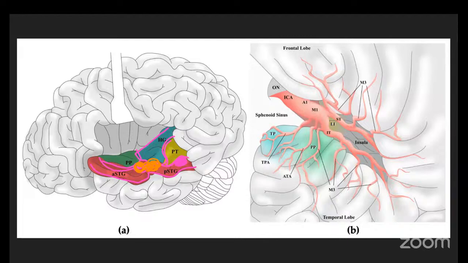Hence, you can see that the planum temporale is very close to the Wernicke's area. So it is associated with language processing. And planum polare is associated with the auditory area. So it is associated with musical processing. Is that clear now?